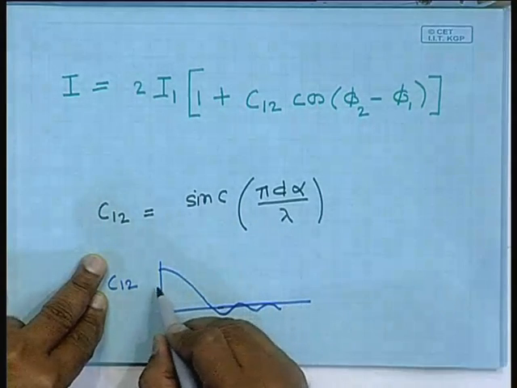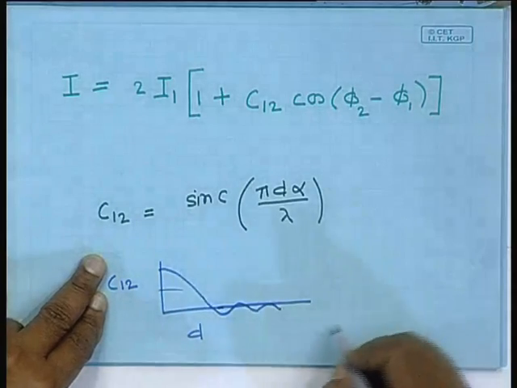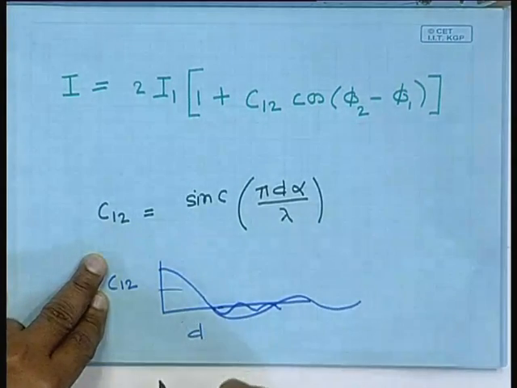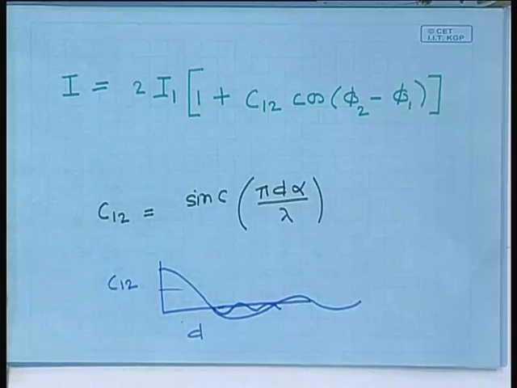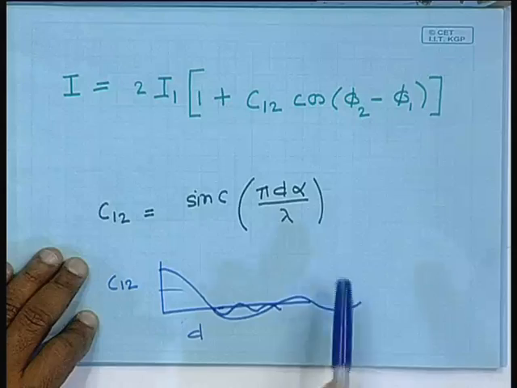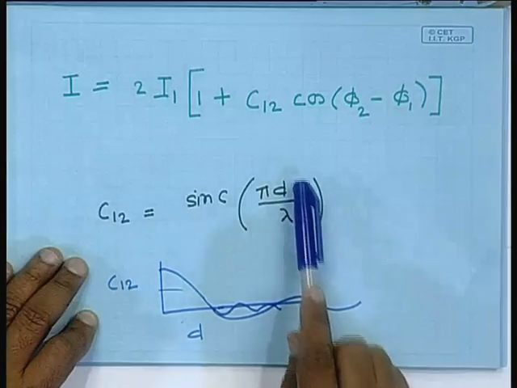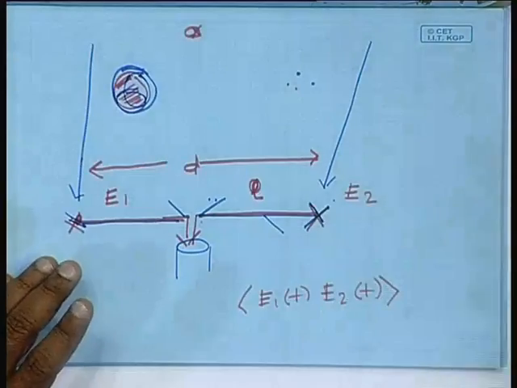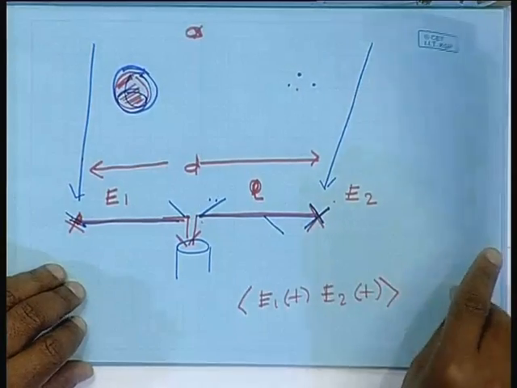If you can experimentally determine this sinc function, which is going to look like this, then you could get the value of alpha from this. So this is a method which has been applied to measure the angular diameter of very bright stars.